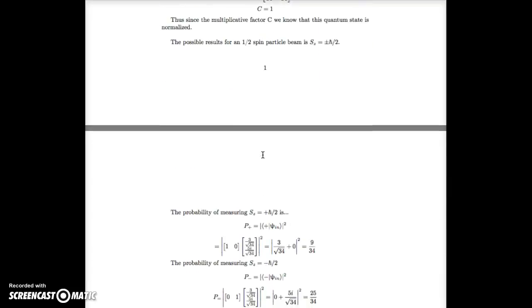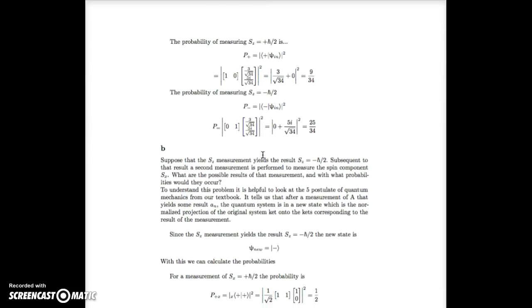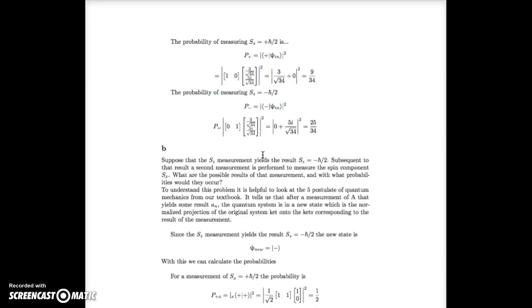The possible results for a 1/2 spin particle beam measured along the z-axis is either spin up or spin down, so plus or minus h bar over 2. The probability of measuring S_z equals plus h bar over 2 is shown here, and we find that that is equal to 9 over 34, and we get this definition right out of our textbook, and we're just basically taking the state that we are measuring and taking the inner product with the input state, and taking the modulus squared, and that gives us the probability.